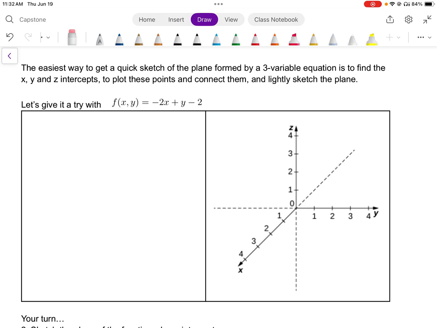Now, you do have to use your imagination a little bit to extend it, because drawing in 3D is a little bit tough. Sometimes we mix up what's behind the origin and what's in front of the origin.